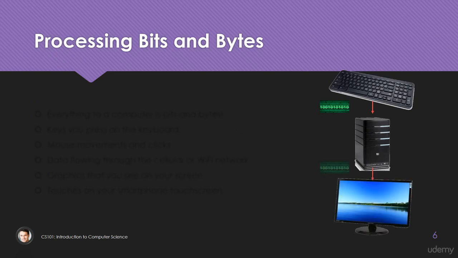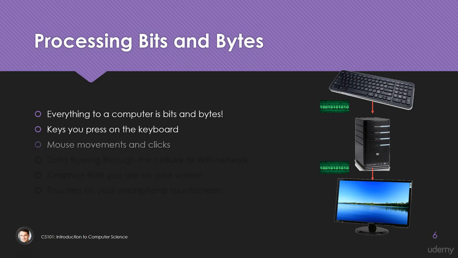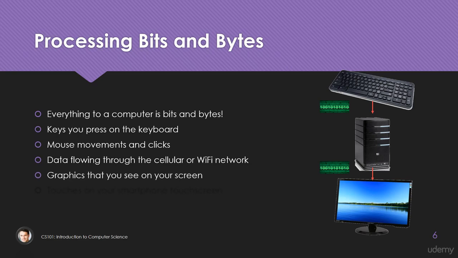So how do computers process bits and bytes? Actually, to a computer, everything is bits and bytes. The keys that you press on a keyboard, mouse movements and clicks, data flowing through the cellular or Wi-Fi network, the graphics that you see on your screen, when you touch your smartphone touchscreen and do something with it, everything traverses the computer from one place to another as bits and bytes.